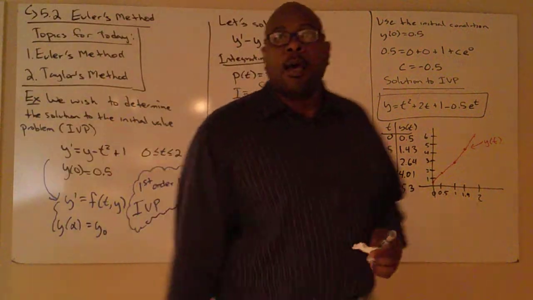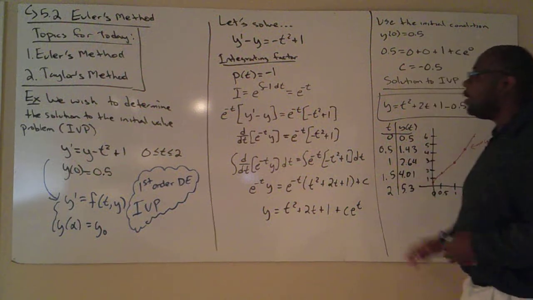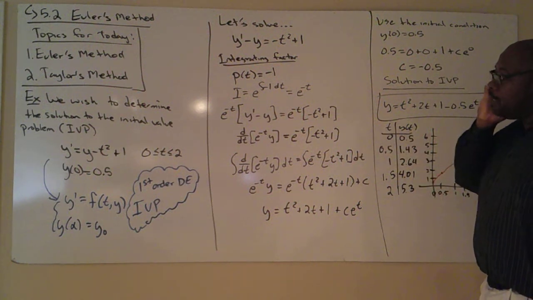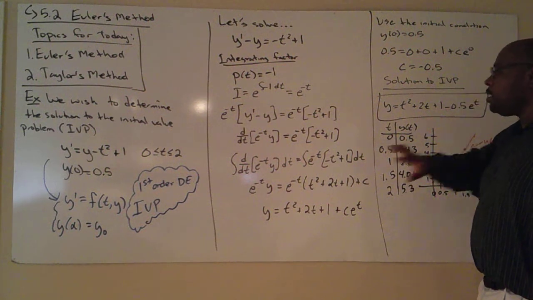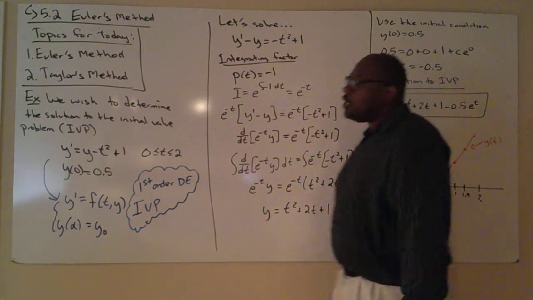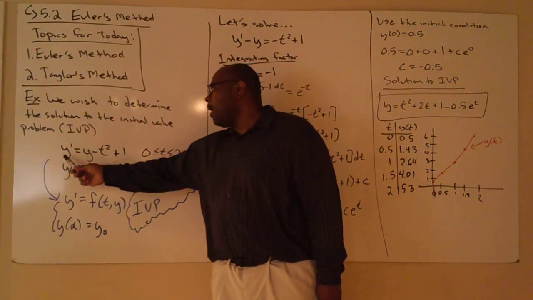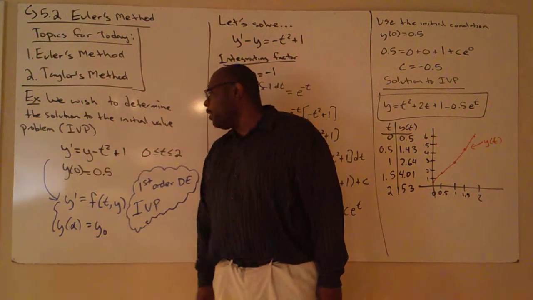Okay, guys. So we left off talking about Euler's method, right? I did this example where we had this differential equation, this initial value problem. This is a first order differential equation. Just to remind those who have forgotten, it's first order because I'm just dealing with the first derivative here.